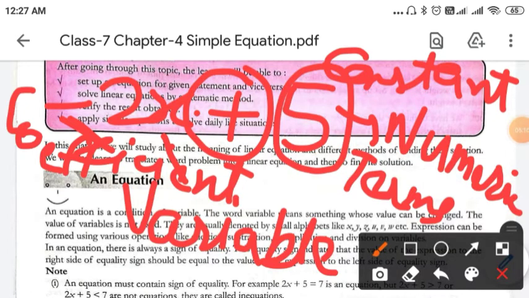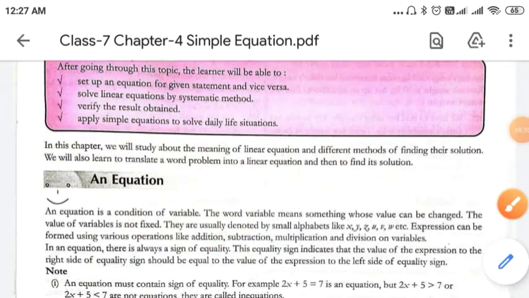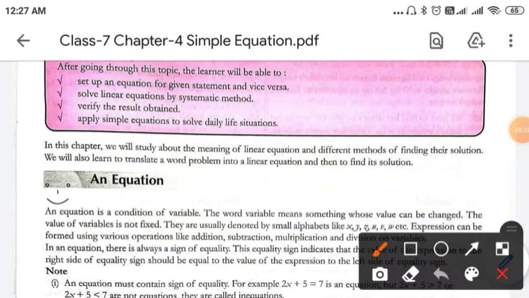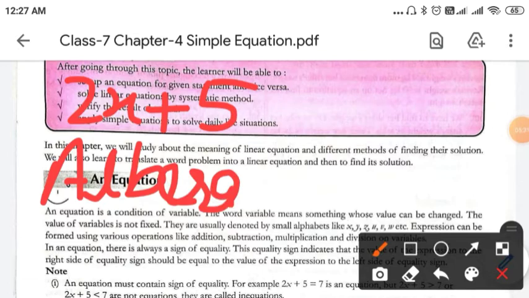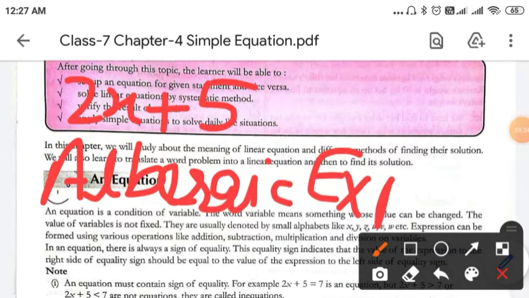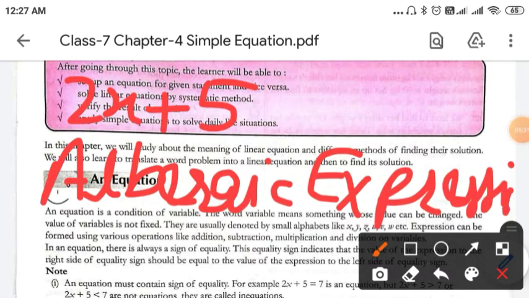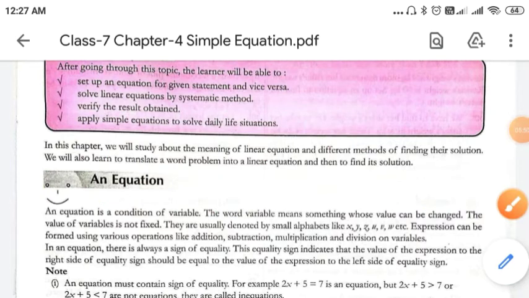This combination of variables and numeric terms with mathematical operations forms an algebraic expression. So we can say that 2x plus 5 is an algebraic expression, which is generally the combination of variables and numeric terms with mathematical operations.